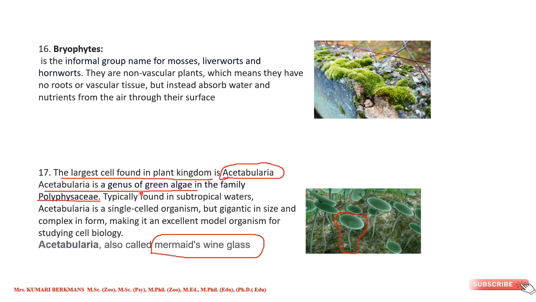So what we have seen here, Acetabularia is a genus of green algae. Only in this green algae we find the largest cell. That is called Acetabularia. It has another name, it is called mermaid's wine glass because of its appearance. It helps to study the cell very clearly, because the cell is very large in size.